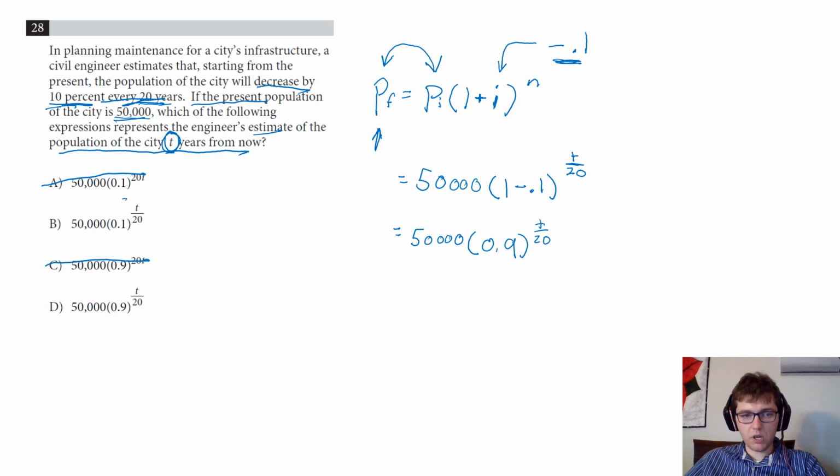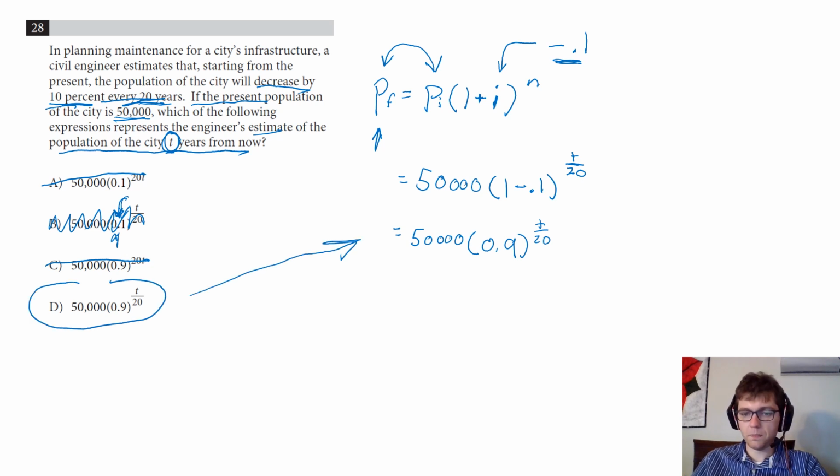And B is incorrect because this would be if you had switched up your 1 and I when you were doing your subtraction, or just, I guess, put in 10%. In any case, B is incorrect. D matches the equation that we found here. D is the correct answer.